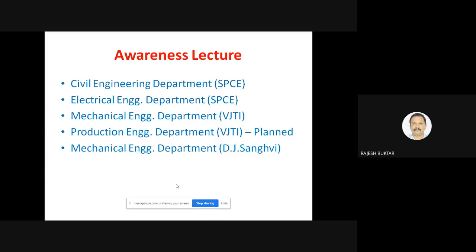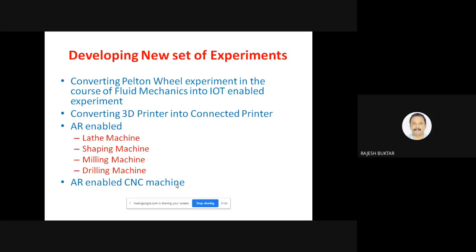So if you want your students to do projects in these areas, awareness lectures in these areas need to be conducted in the early part of the semesters. You can sensitize the students regarding these ideas, concepts and technologies, and develop a passion and affinity for these technologies among the students. You have to systematically target this and develop a strategic plan. You can develop a new set of experiments.